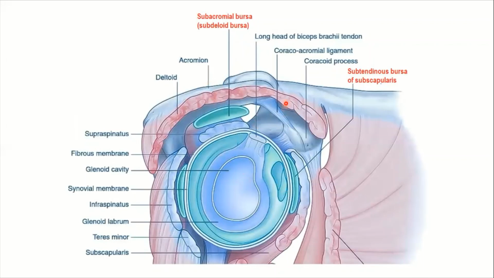You could see, right? This is the subscapularis bursa over here. This is the subscapularis muscle, and this is the subtendinous bursa of subscapularis. This is the one bursa I am talking about. This is in communication with the joint cavity.